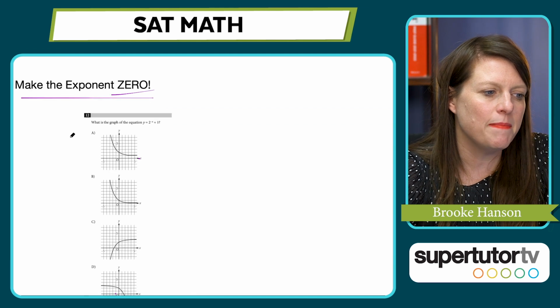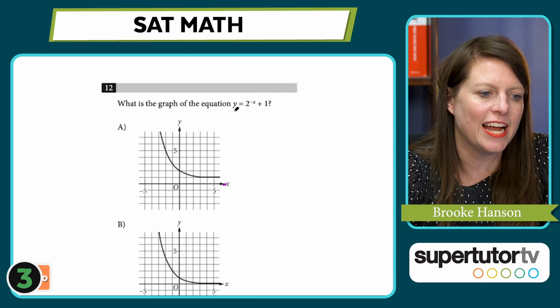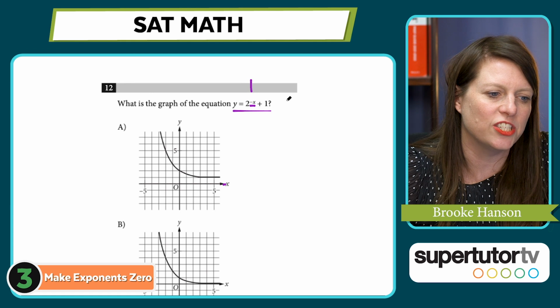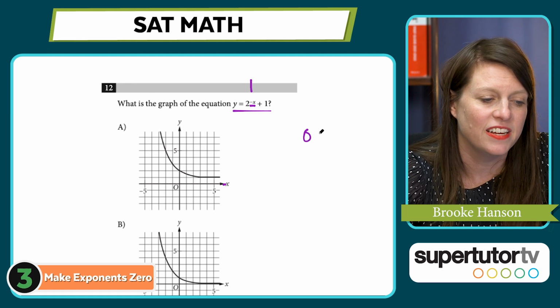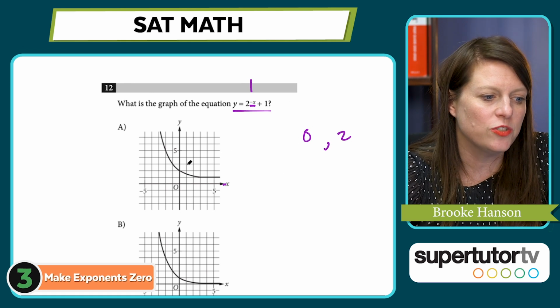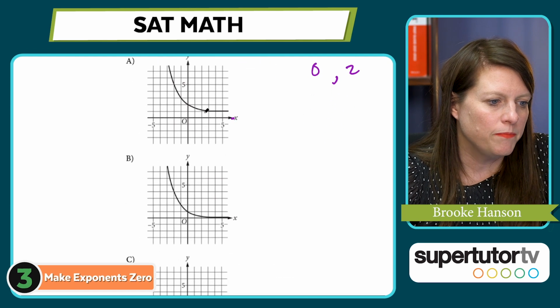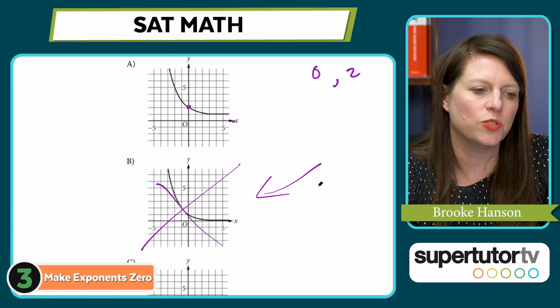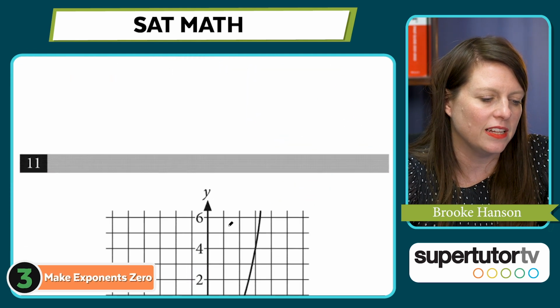Last tip is I like to make the exponent 0. Whenever you have exponential questions, sometimes a good technique is if I make this 0, this whole thing becomes 1, and then the whole thing goes away. So I know, for example, really fast that 0, 2 is going to be on this graph. So 0, 2, I know that's in the game. I know this is out. So I can eliminate answers really quickly with this. That's the only one I can eliminate here.